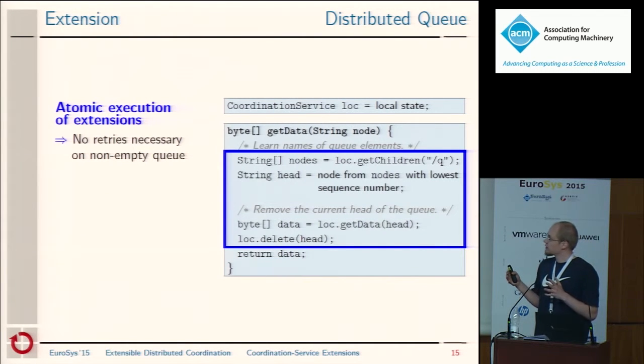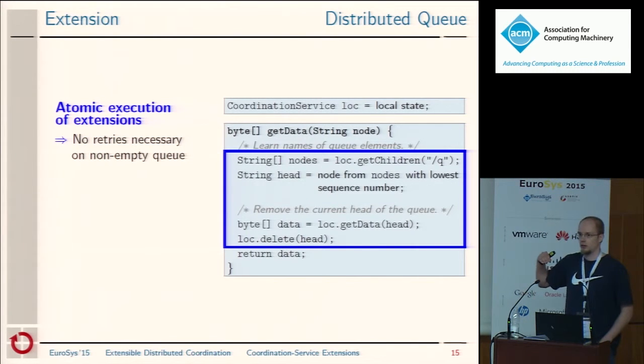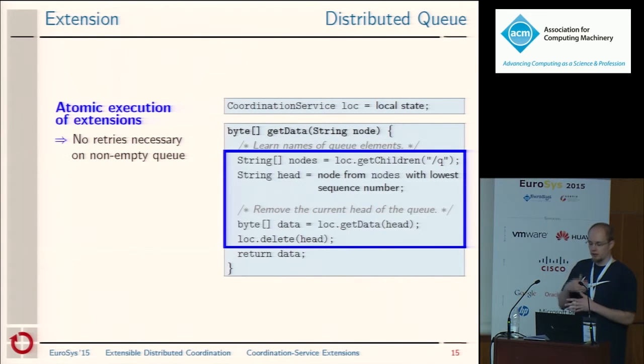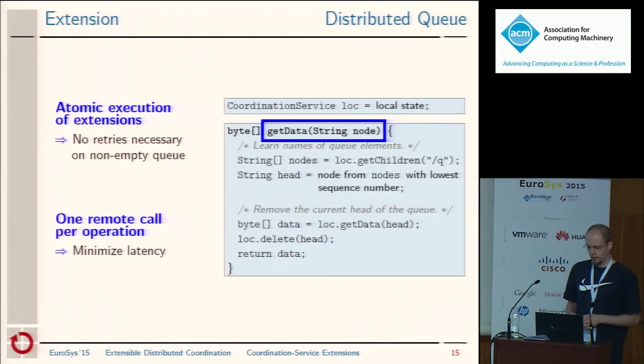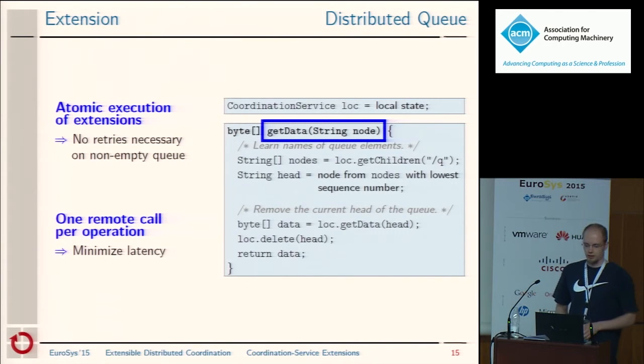The big difference is we don't need a for loop because all those steps are executed atomically, so there are no retries necessary if we have elements in the queue. So that's a good thing. Another benefit I also mentioned, the client only needs a single remote call to actually remove an element. So no more 3 or 4 or 5 or more remote calls necessary.